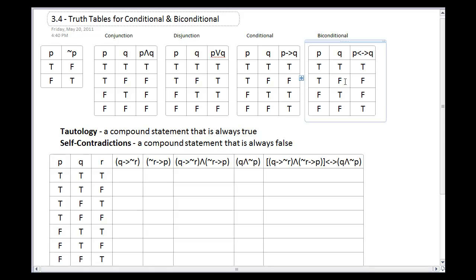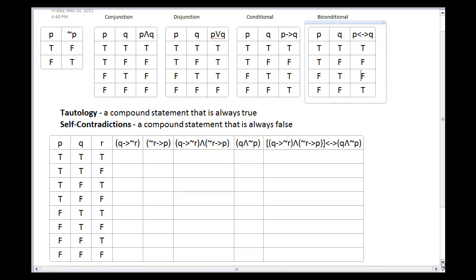Now that we're in section 3.4 and we've got these truth tables for conditional and biconditional, these truth tables right here are the ones you want to have memorized. If you know these truth tables, you can build up everything else. The last section in this chapter 3 that we're going to go to, 3.5, all it's going to do is give us some words for some special cases that involve all these different connectors. So these are the tables you want to know and memorize.